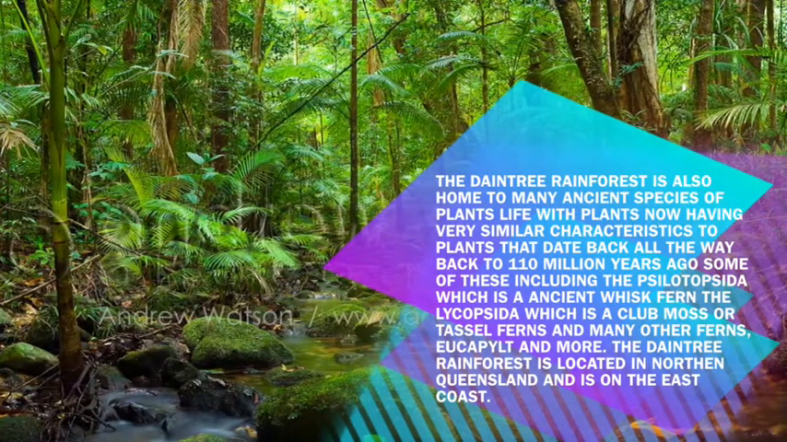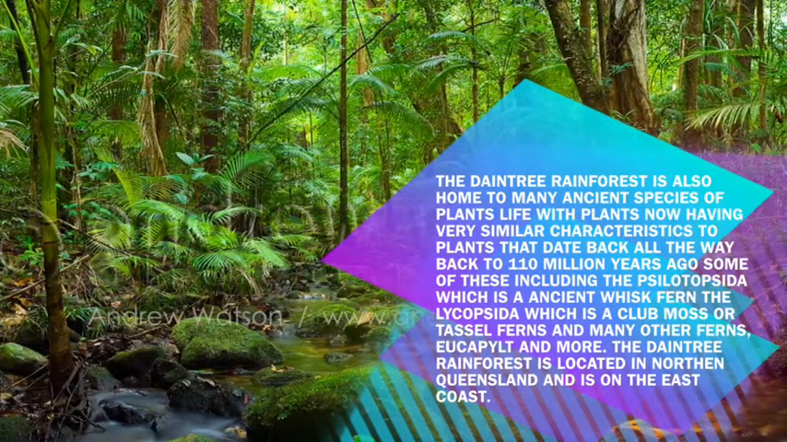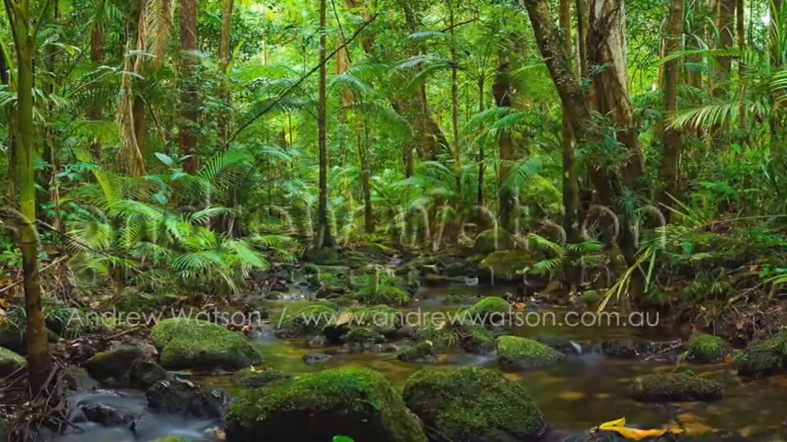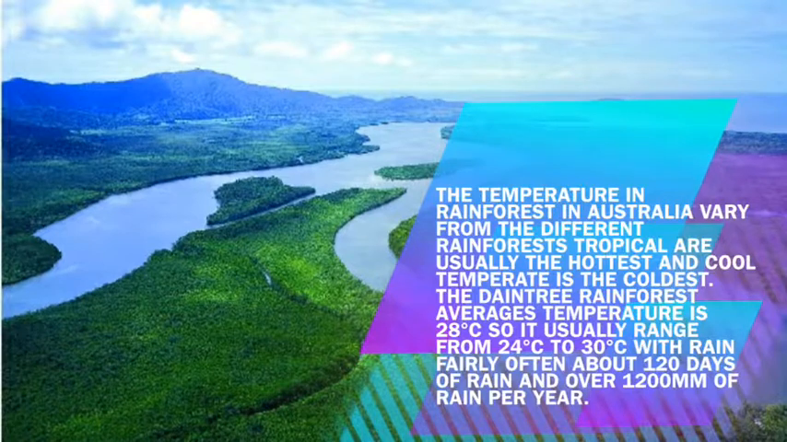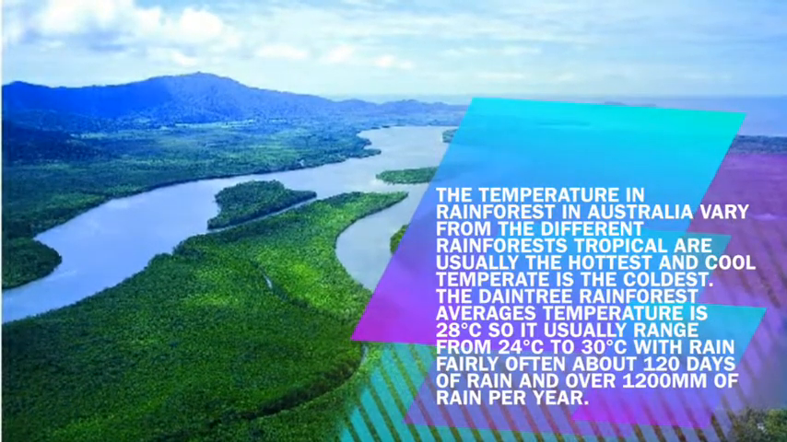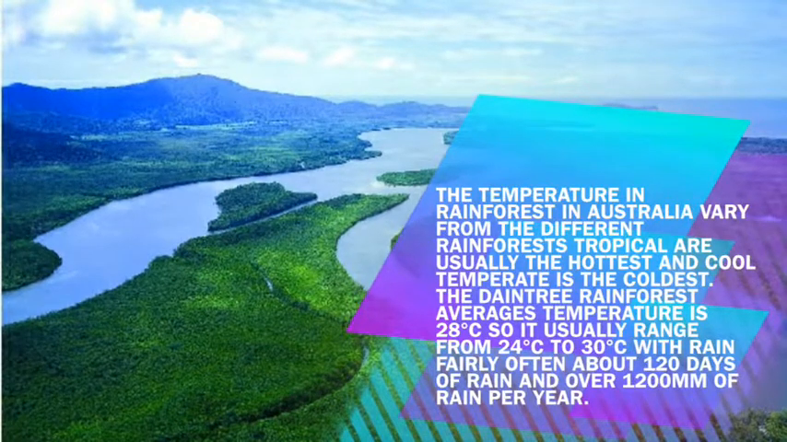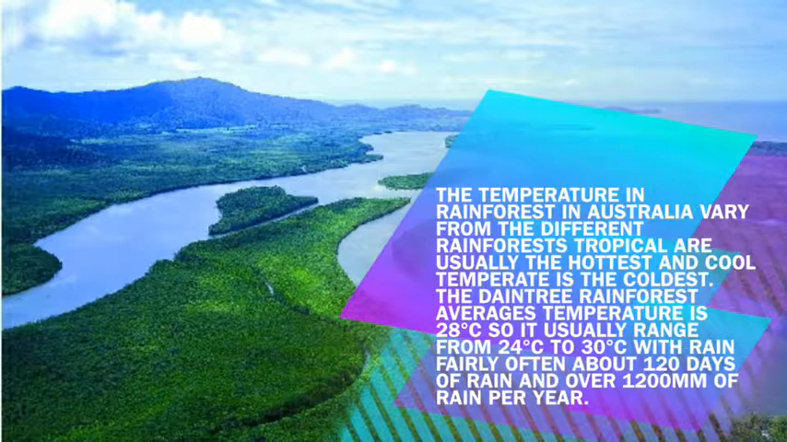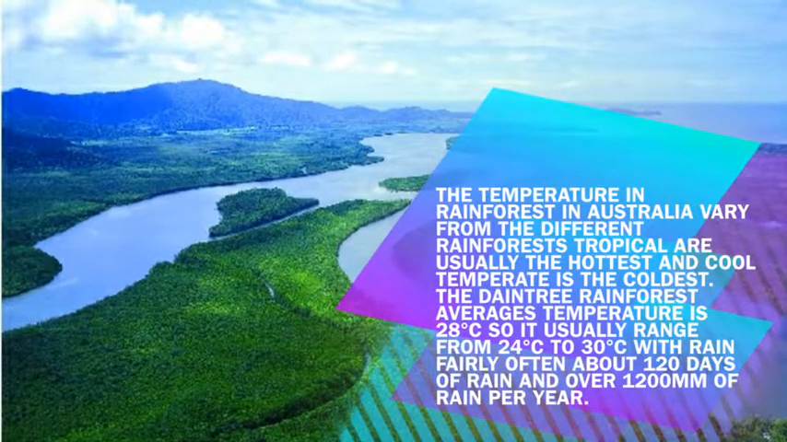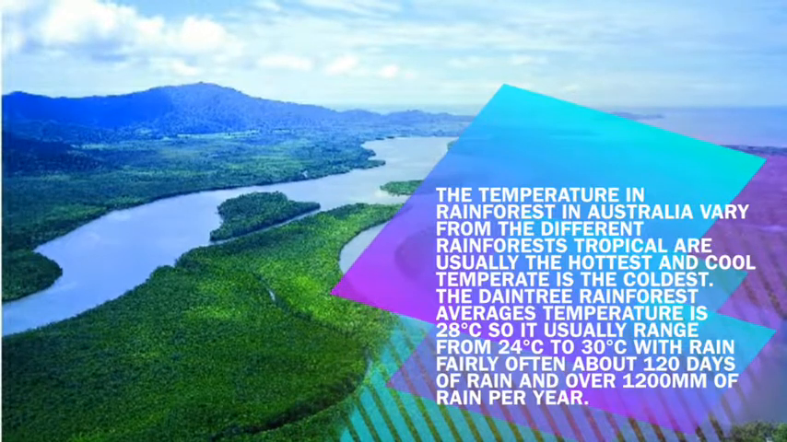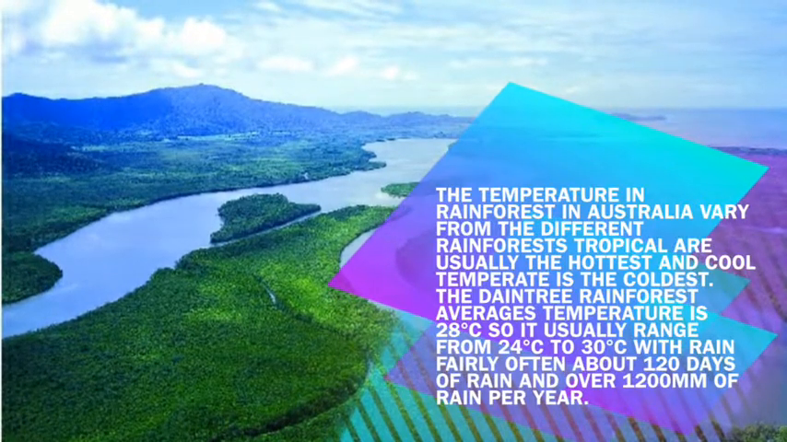The Daintree Rainforest is located in northern Queensland and is on the east coast of it. The temperature in the rainforests in Australia varies from rainforest to rainforest. Tropical are usually the hottest and the cool temperate is the coldest. The Daintree Rainforest's average temperature is 28 degrees Celsius, so it usually ranges from 24 to 30 degrees Celsius.